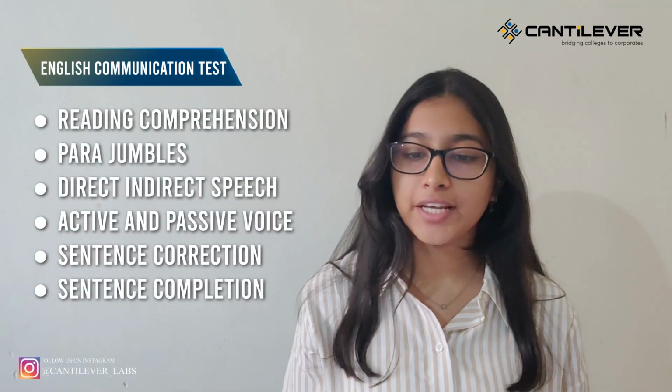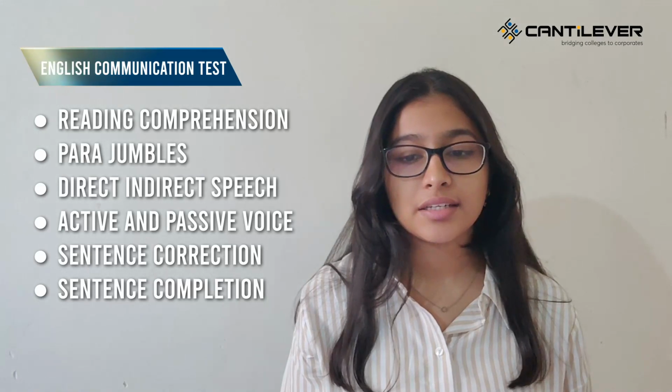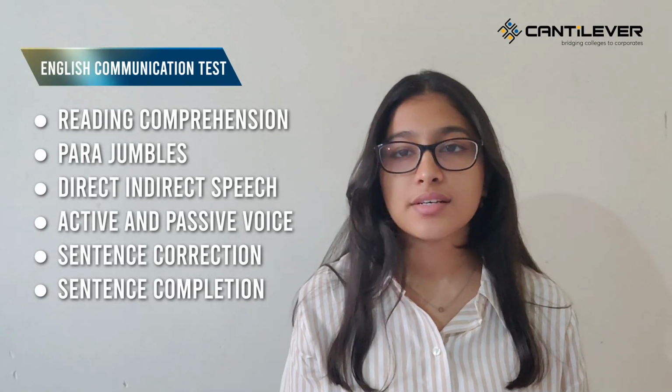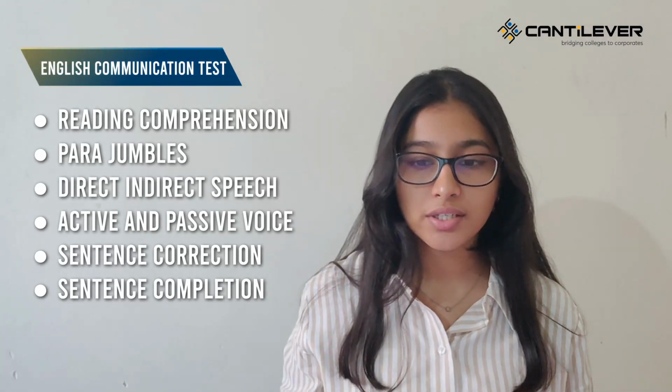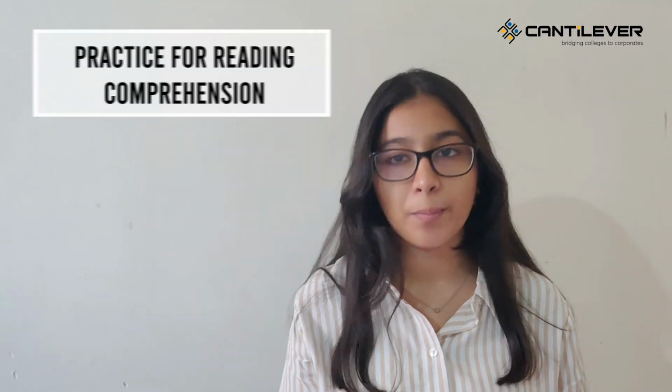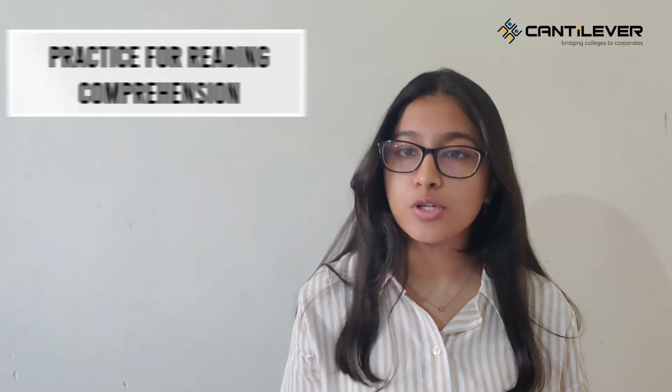Next comes the English communication test, which tests your English grammar, and questions under this will also be of MCQ nature. This section is mainly of easy to medium difficulty level, and the topics under this are reading comprehension, parajumbles, direct and indirect speech, active and passive voice, sentence correction, and finally sentence completion. An important tip to note here is that you need to practice reading comprehension because it is quite important, and also make it a habit to read the editorial section of the daily newspaper so that you can improve your reading comprehension and vocabulary skills.